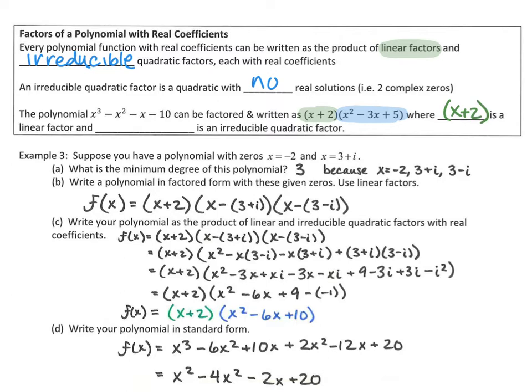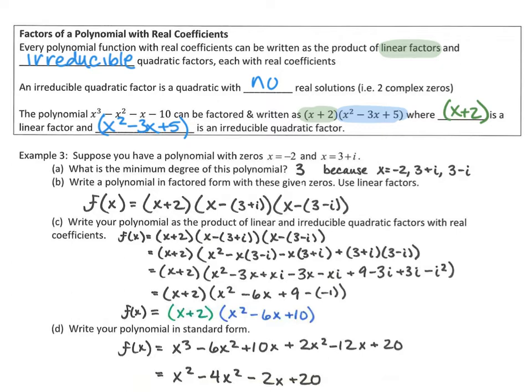That's something we're used to seeing. That's what we did last time. They were linear or real factors. And this other piece, x squared minus 3x plus 5, is an irreducible quadratic factor. I wouldn't be able to factor that without making it an imaginary number. So my answers are going to have i's in them today.